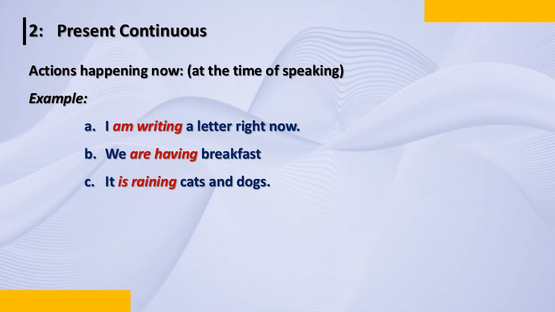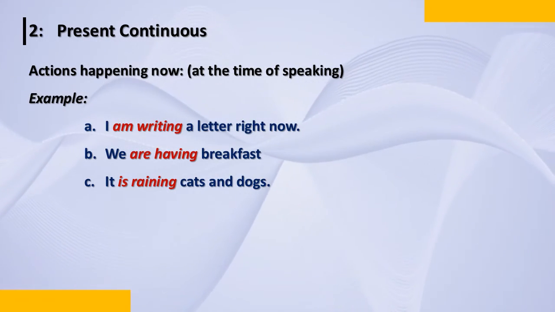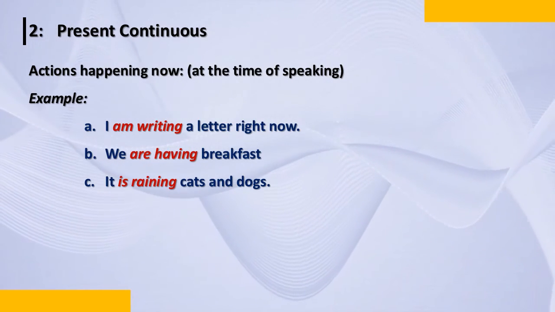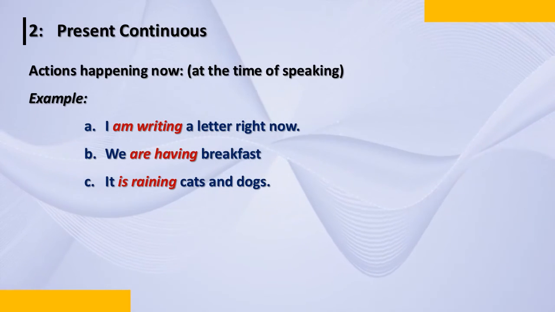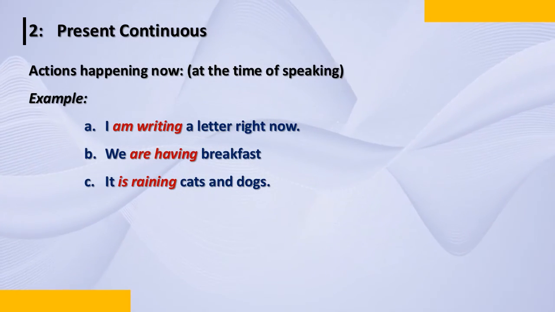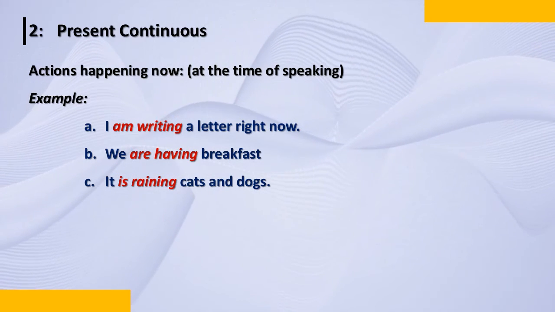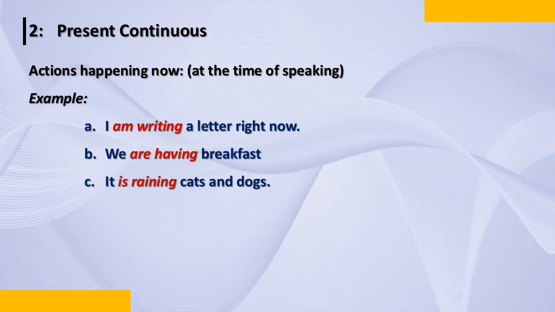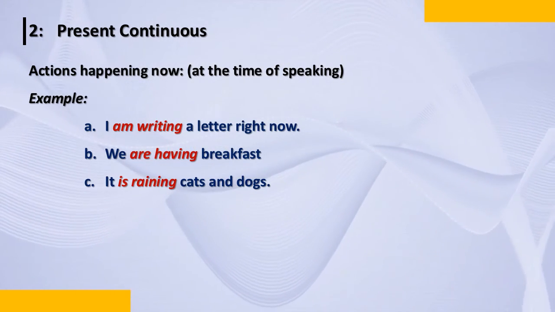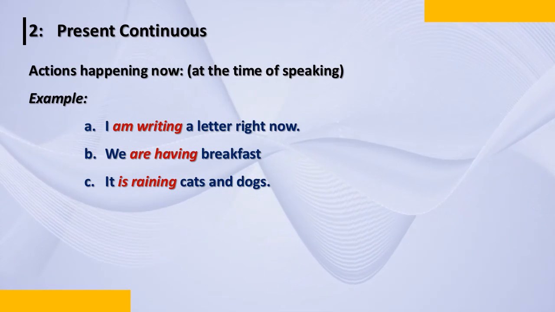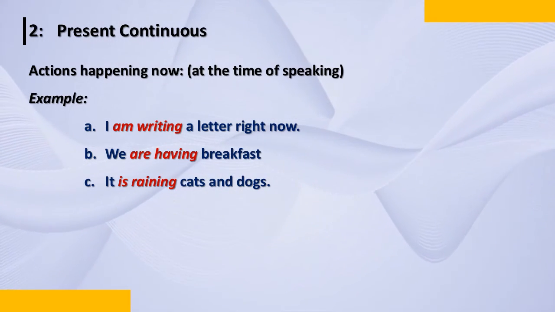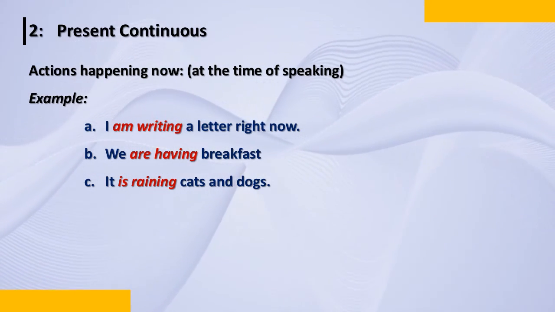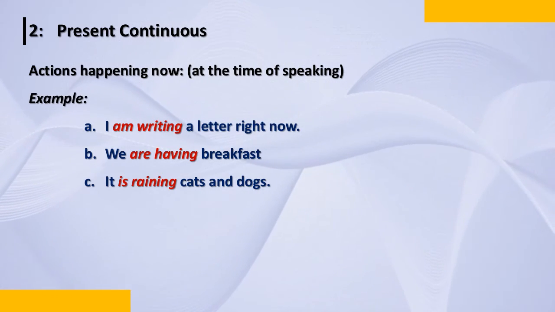Action happening now at the time of speaking. I am writing a letter right now. We are having breakfast. It is raining cats and dogs. Cats and dogs is a phrase, normally used when it is raining heavily, too much rain, non-stop raining. So you say it is raining cats and dogs. So it is raining, continuously happening. We don't know when it is going to stop.